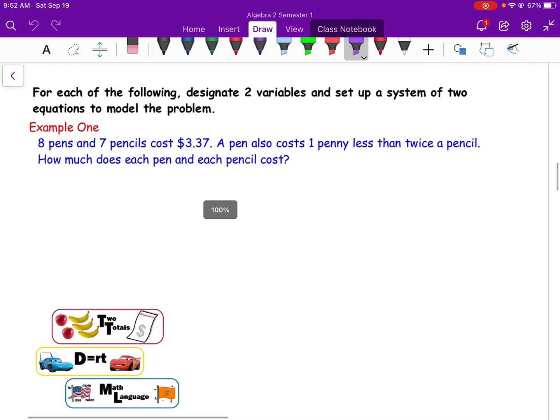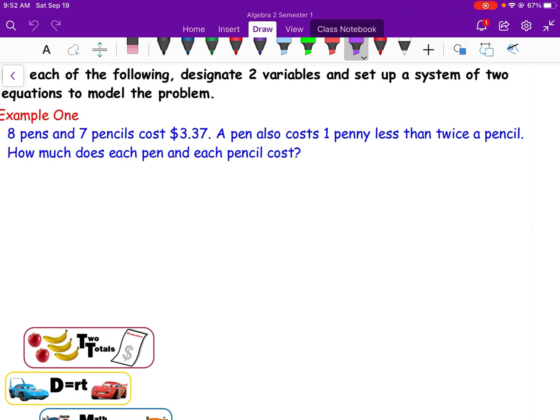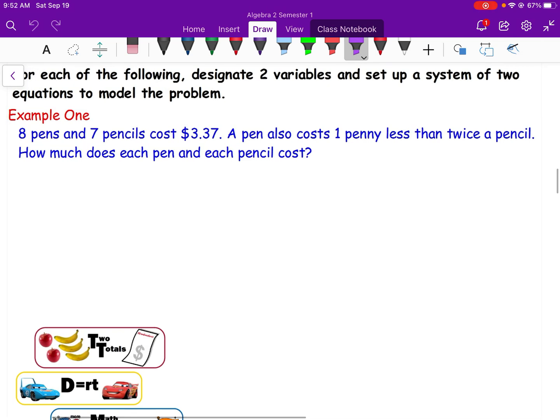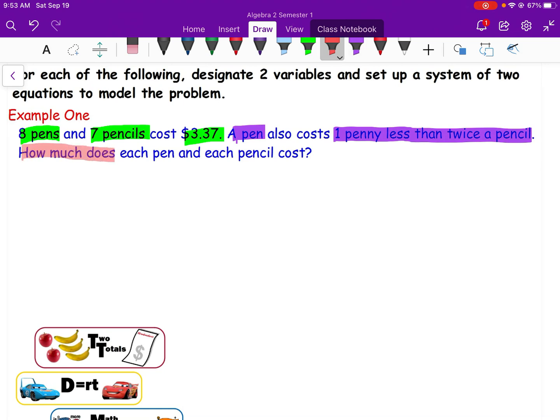So, for the first example, 8 pens and 7 pencils cost $3.37. A pen also costs 1 penny less than twice a pencil. How much does each pen and each pencil cost? When we're doing these, let's highlight the important information. We got 8 pens, 7 pencils, and that costs $3.37. That's where we're going to get one of our equations. The next equation we're going to get from the next sentence: a pen also costs 1 penny less than twice a pencil. And the last thing that's important is how much does each pen and each pencil cost?